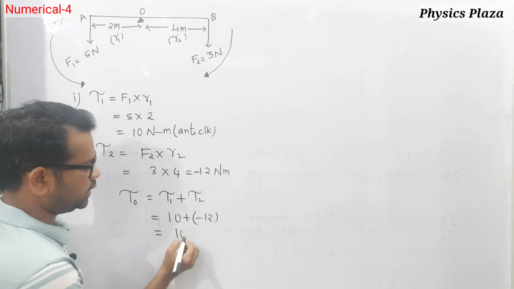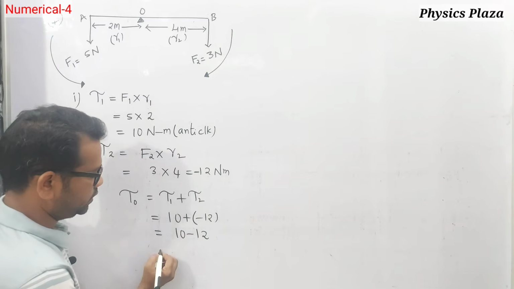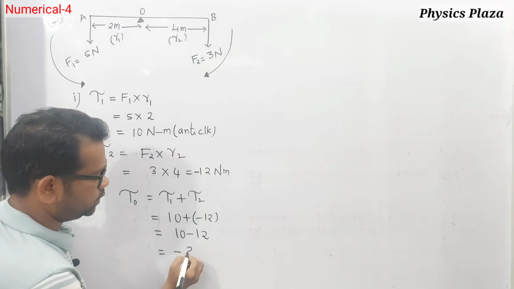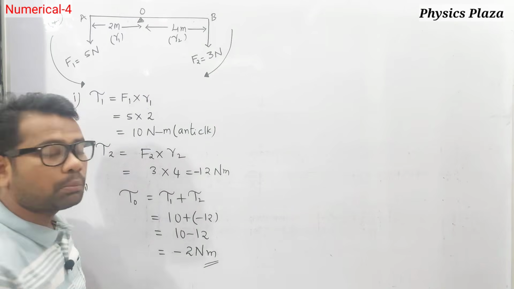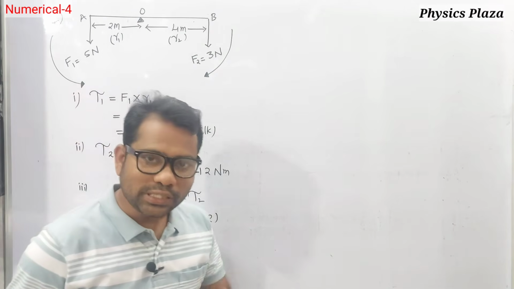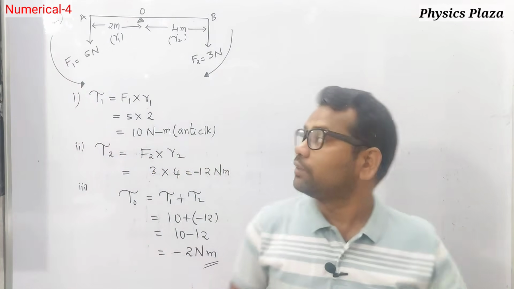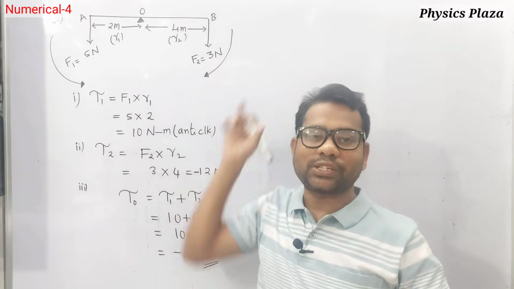This you can write as 10 minus 12. This is going to be minus 2 Newton meter. So children, as we got here minus 2 Newton meter, what does it mean? The resultant moment will be in a clockwise direction only.